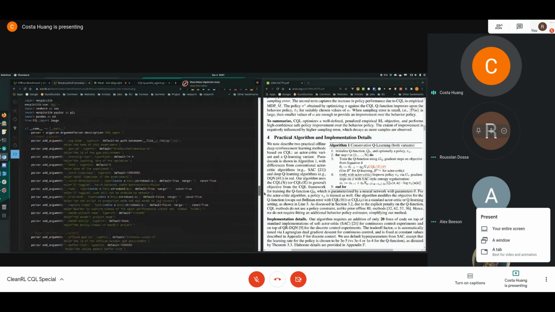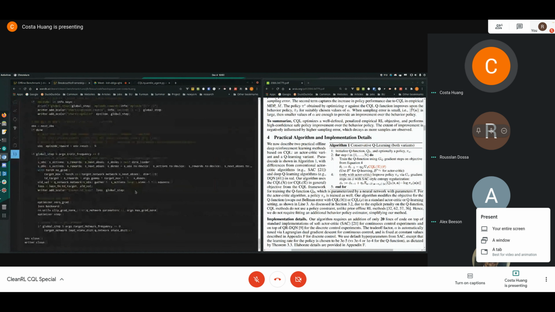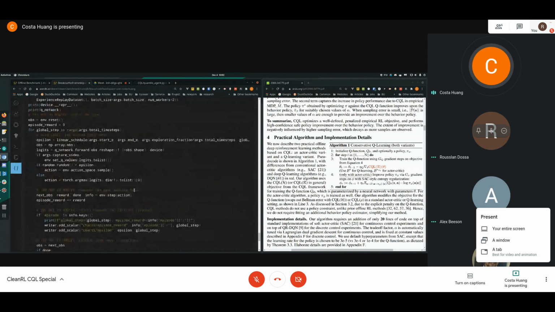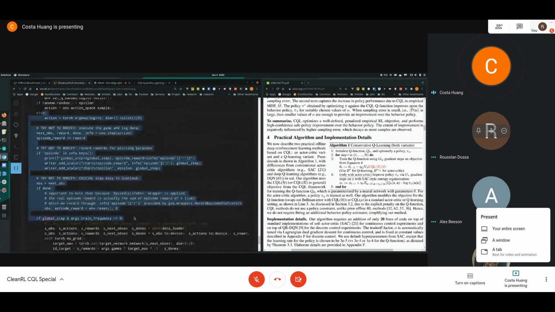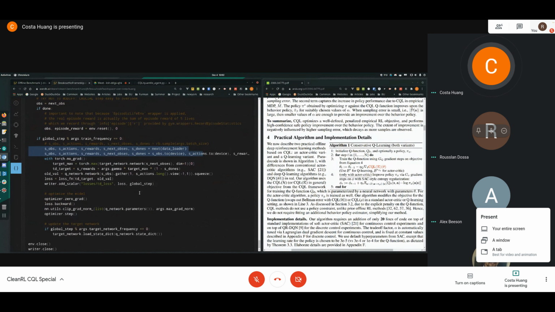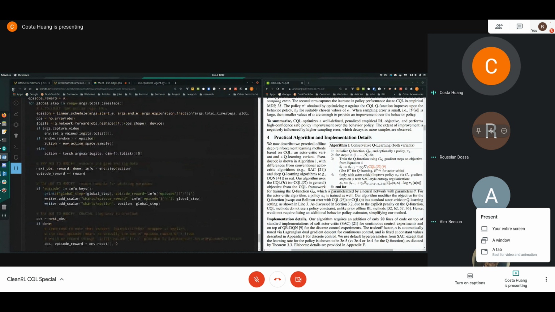And the way that I set it up is, maybe let me enlarge this real quick. Everything else is pretty much the same, except that instead of sampling from the replay buffer, I sample from the data loader and load them into the GPU. So that's the only thing that I have to do.